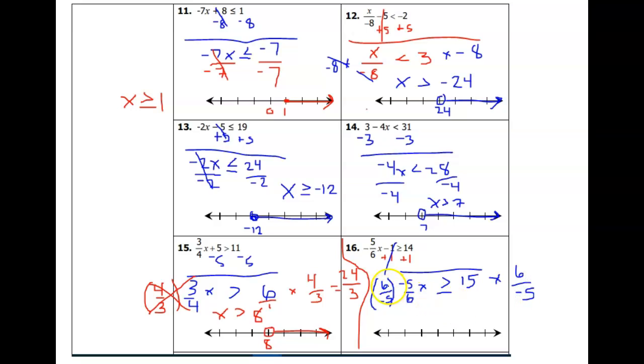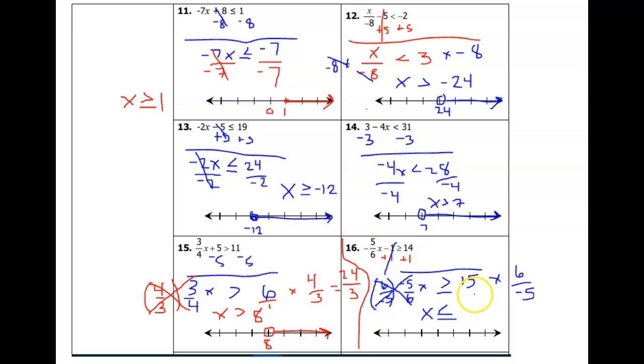I know everything cancels out to the left, and I can bring my x down, but I have to remember I multiplied by a negative, so I have to do what? If I multiply by a negative, I have to flip the inequality. Don't get caught up with the fact that you have a fraction and forget. I still have to flip the inequality. So I'm flipping the inequality sign.